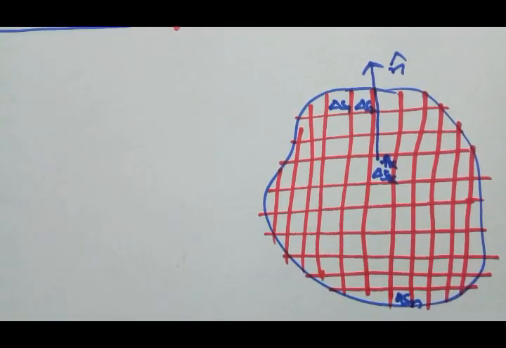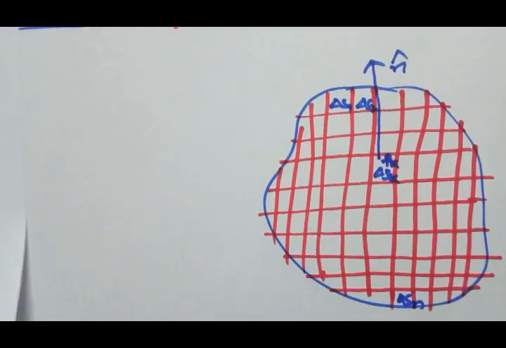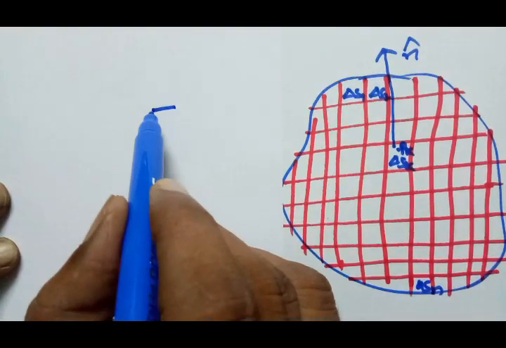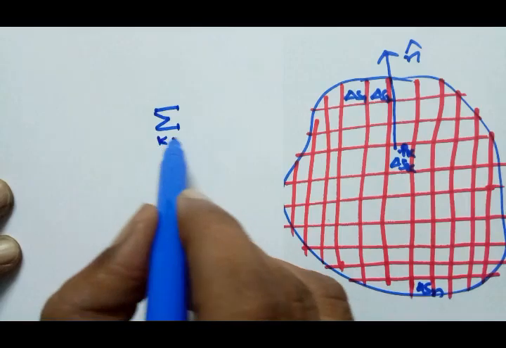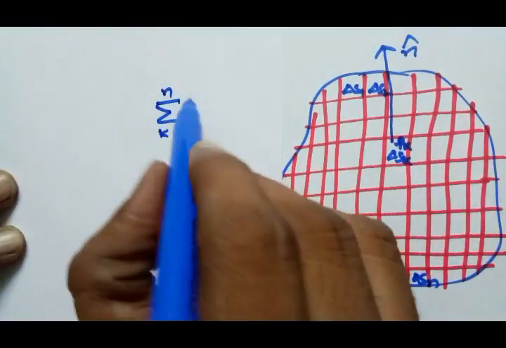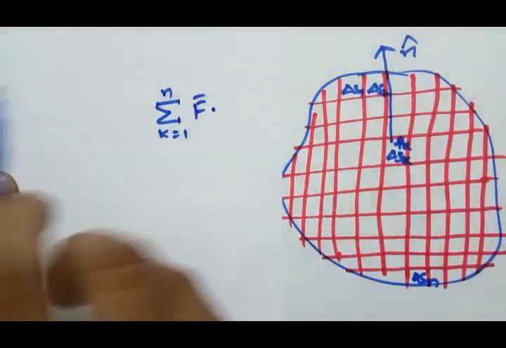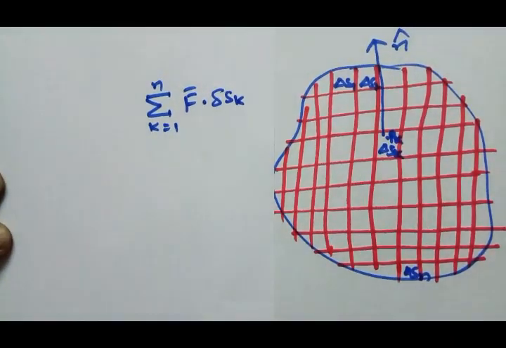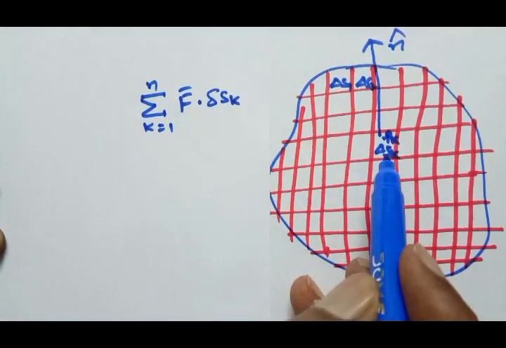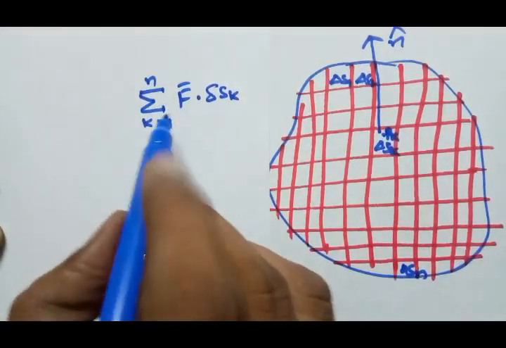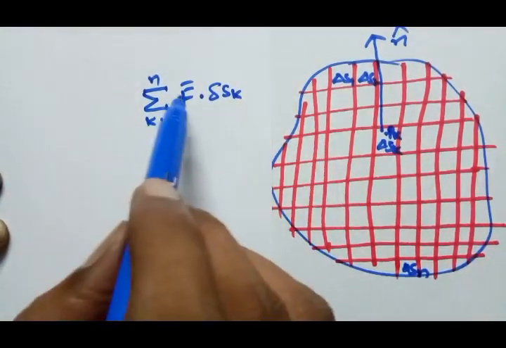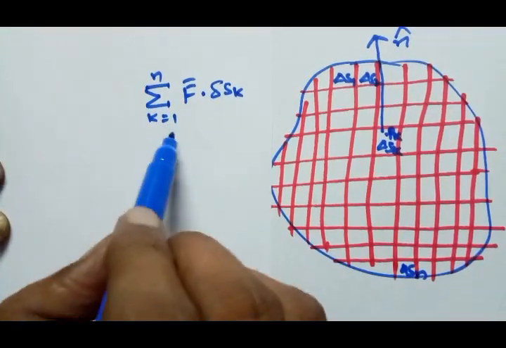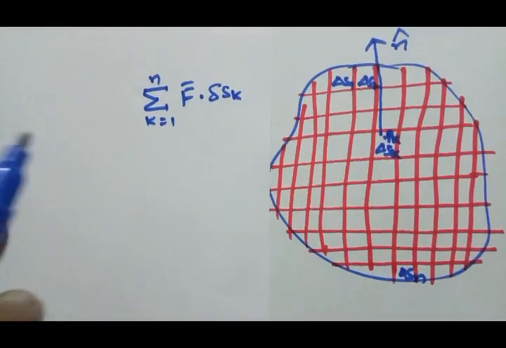Now here consider the sum, sigma K is equal to 1 to n F bar dot delta Sk, where delta Sk is the vector area of this delta Sk, and we are adding all these dot products F bar dot delta Sk for each subarea, K is equal to 1 to n.